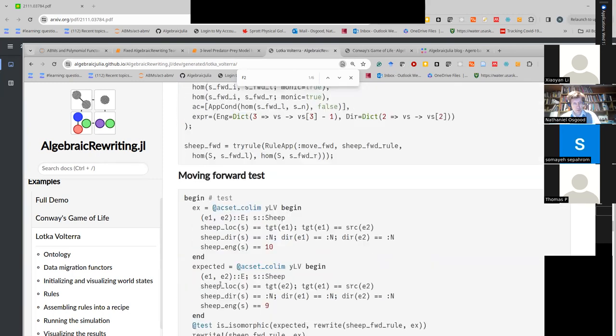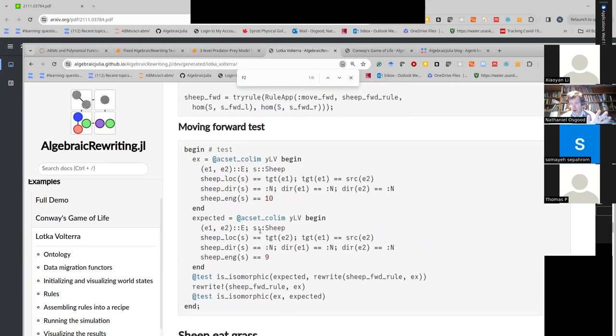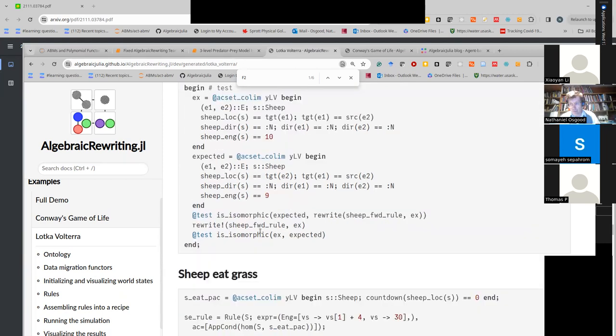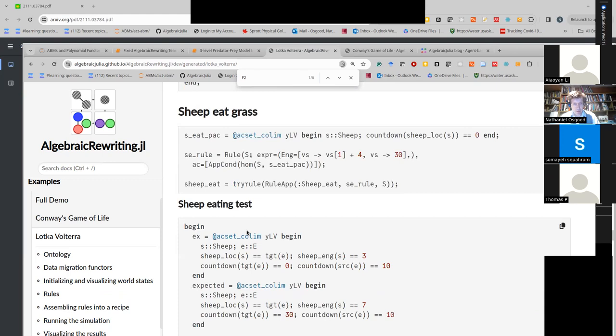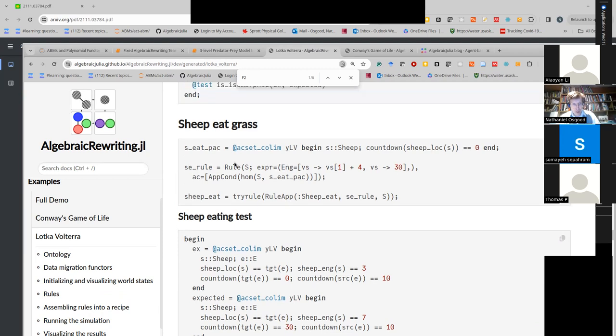By the way, nice ability to test these things modularly, wrapping them up in these nice little pieces. Modularly, we can do some nice little unit testing with them, which is cool. Okay, sheep eat grass here. So here we have a simple rule where the sheep consume grass.